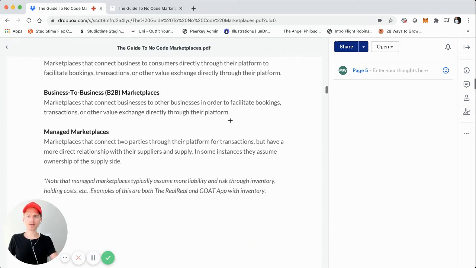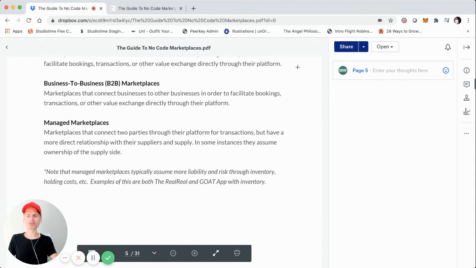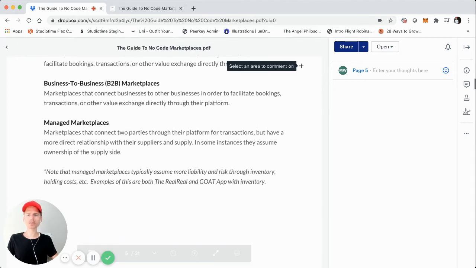The next is going to be managed marketplaces. So these are also popular. They connect, of course, two sides, supply and demand, through their platform. And a key difference here is that sometimes they assume ownership of the supply side.